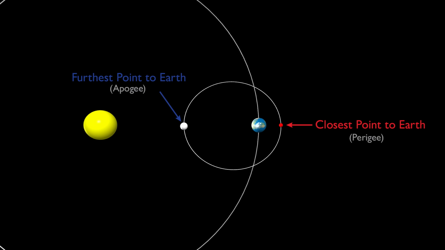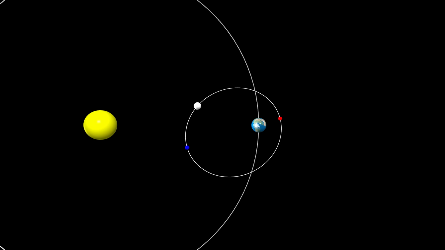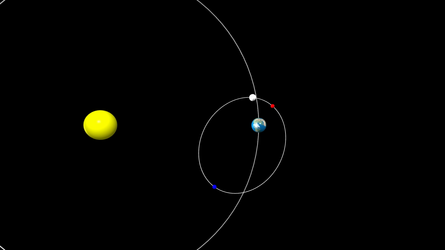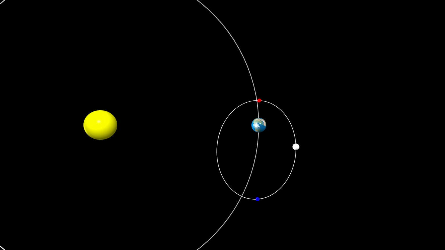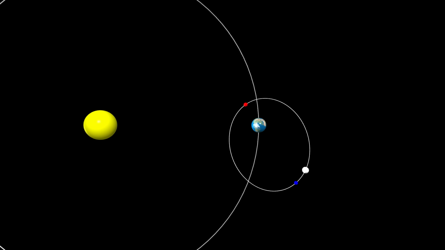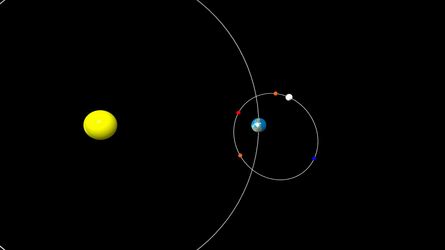To make things nice and complicated, the Moon's tilted orbital plane also slowly rotates, shifting the location of the Moon's closest and furthest points around Earth, but not at the same rotation rate as the lunar nodes. All of this makes for three independent motions that must come together almost perfectly for similar eclipses to occur.